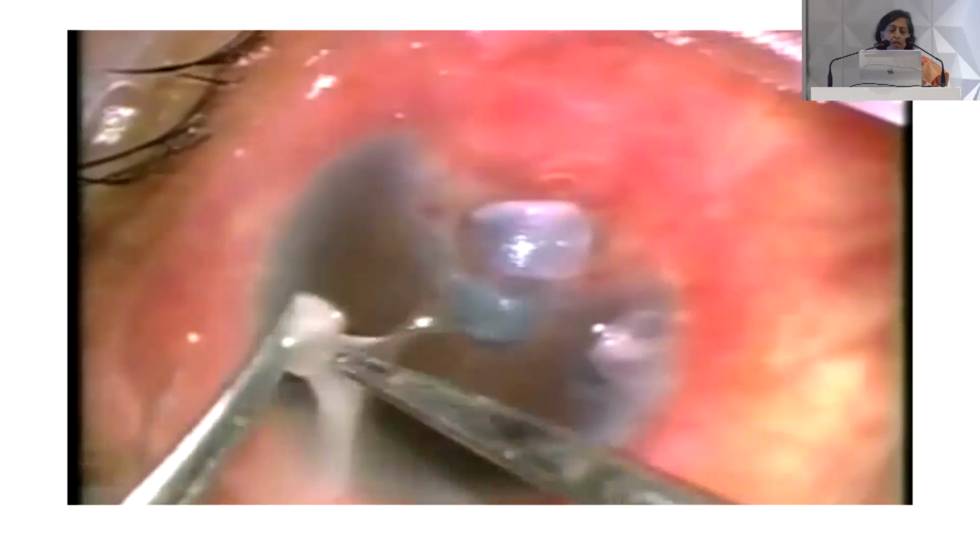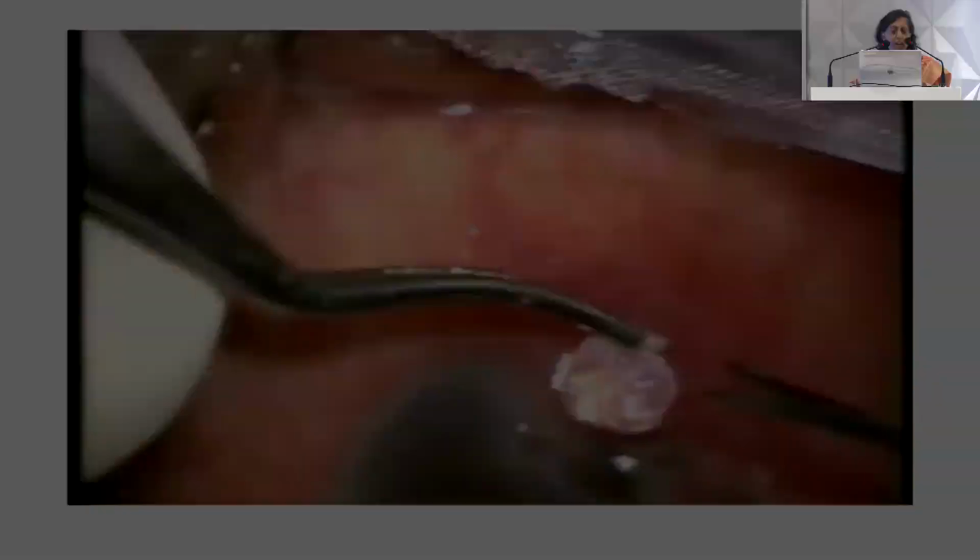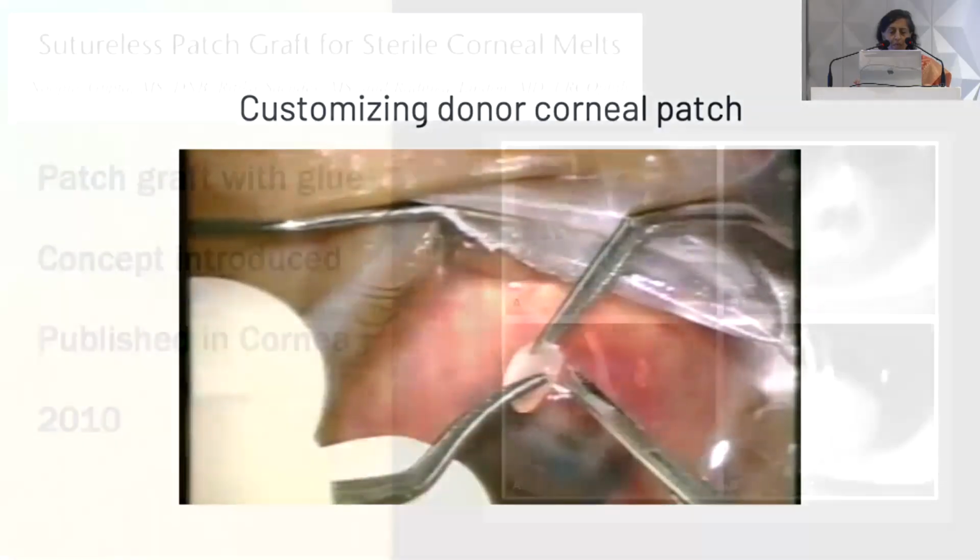As I said, that is an option. So here this is a glue assisted patch graft, and particularly if the lesion is very close to the central cornea, it's very useful to do a glue assisted lamellar surgery. This is the example of the patient and how the patient did post-operatively very well. So fibrin glue assisted lamellar patch graft is another very good temporizing measure, and of course you can see depending upon the clinical scenario.